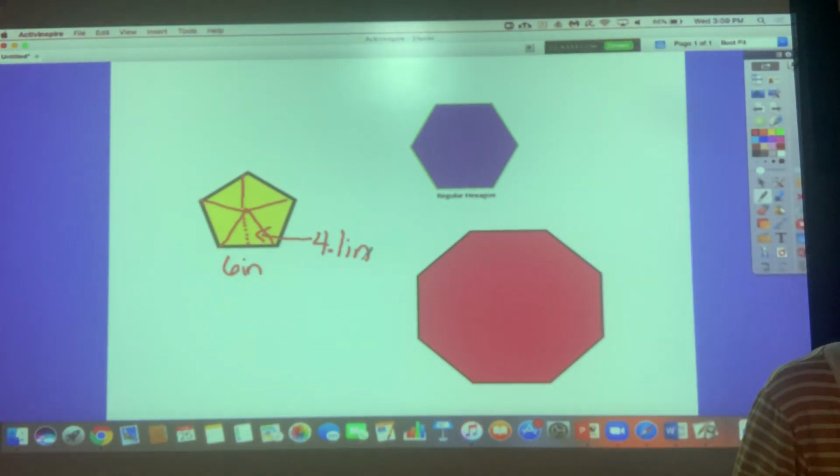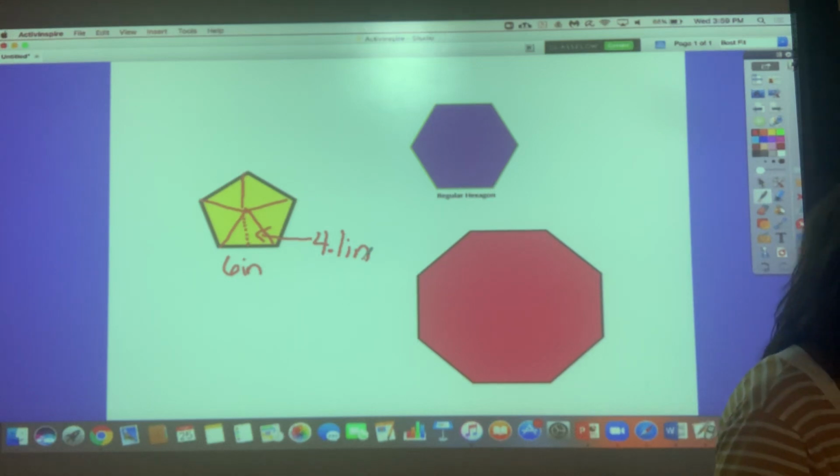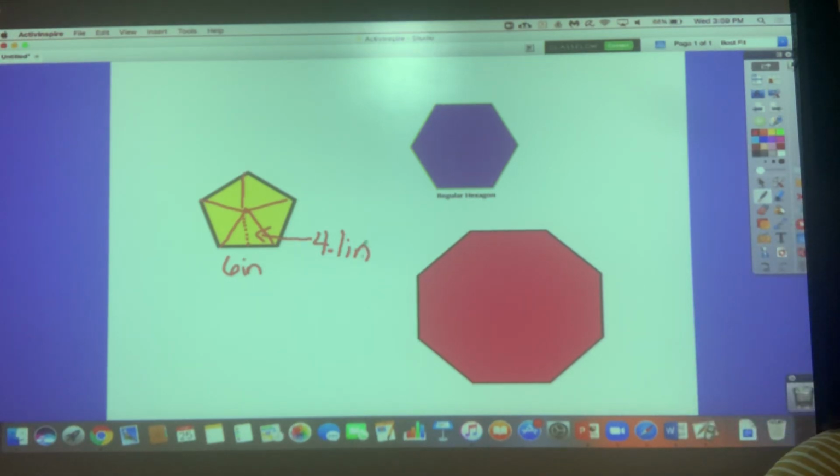Okay, let's try another one. This one is going to be a little bit different. We're going to be given some different information. So let's erase this, and we are going to be looking at the hexagon, the 6-sided shape.